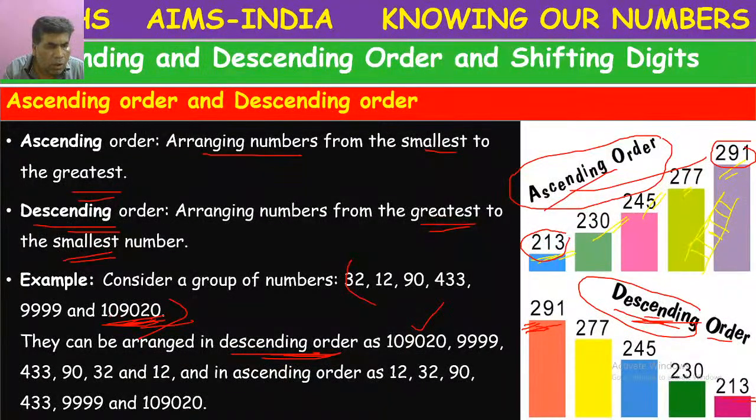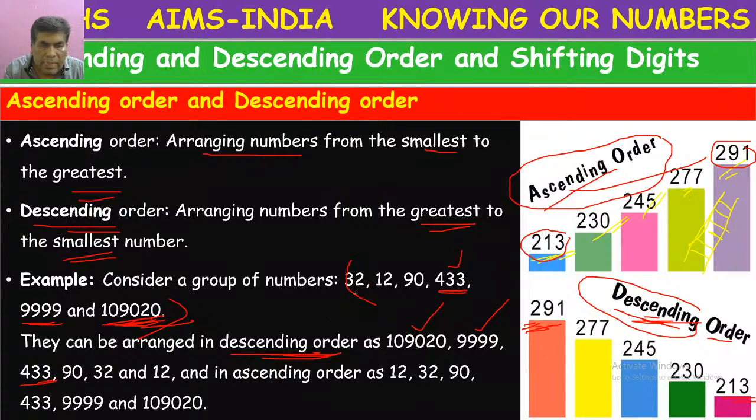Because it is having 6 digits. So next, this number is having 4 digits, so this is the largest. Next, this number is having 3 digits. So this is the largest number.